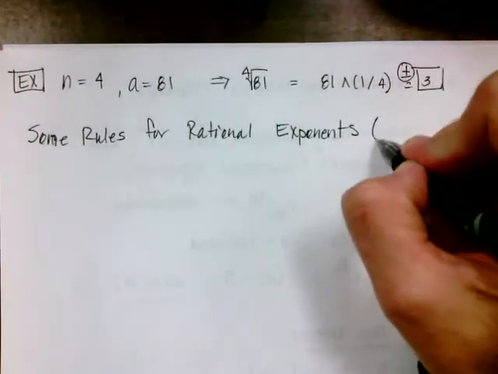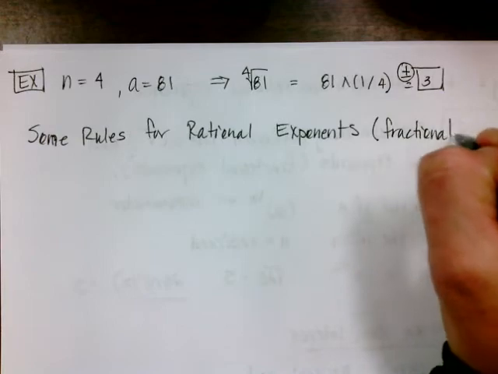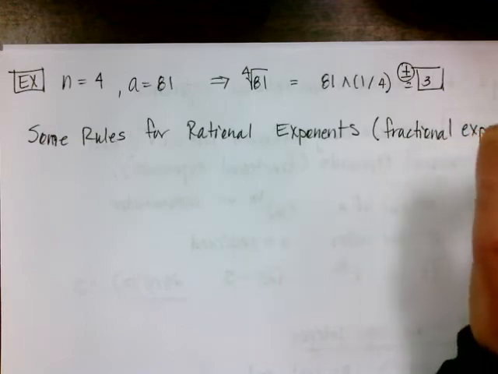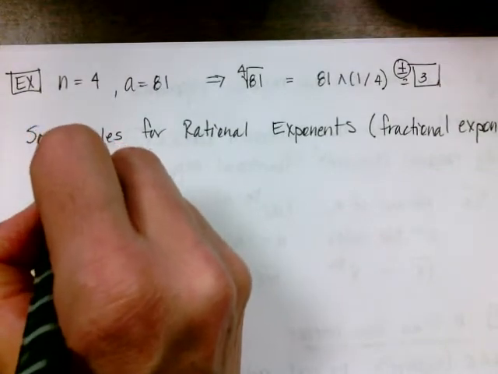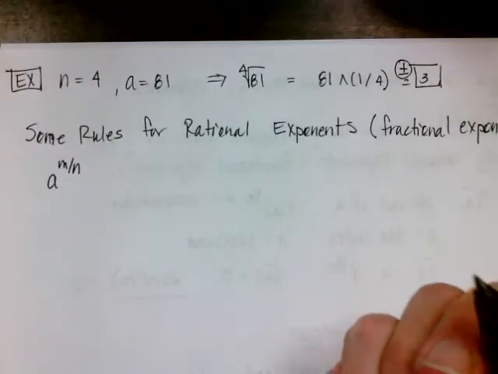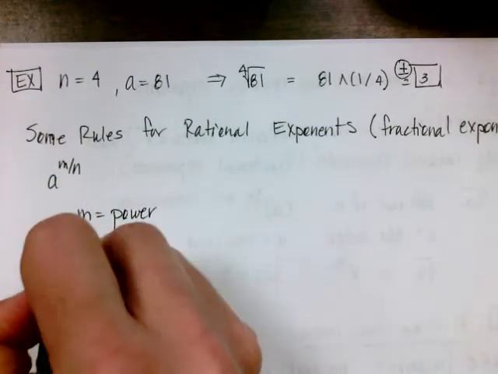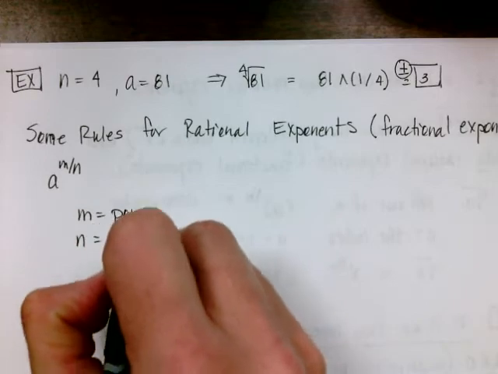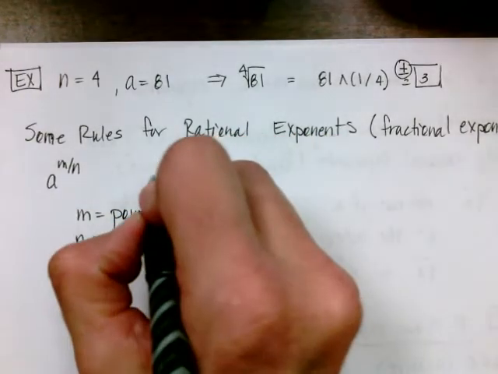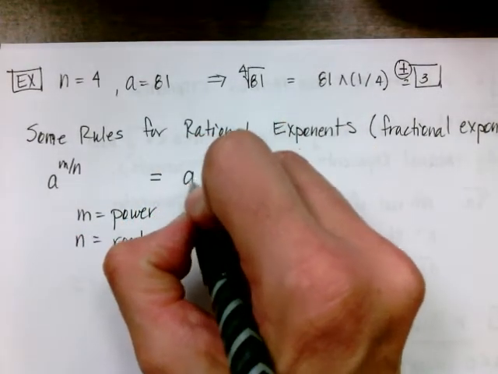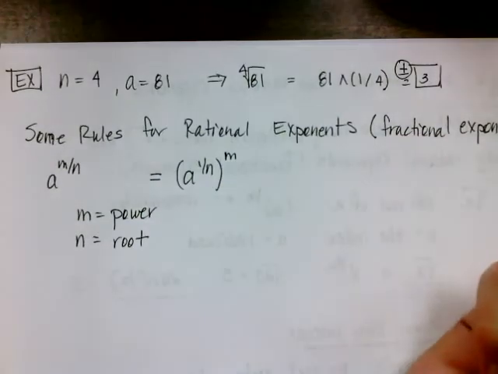All right, and remember, a rational exponent is a fractional exponent. Okay. All right, so if I have a to the m divided by n, okay, a couple of things to remember. M is the power, and n is the root. So the denominator is always going to be the root. Okay, I could rewrite this as a to the 1 over n raised to the m.